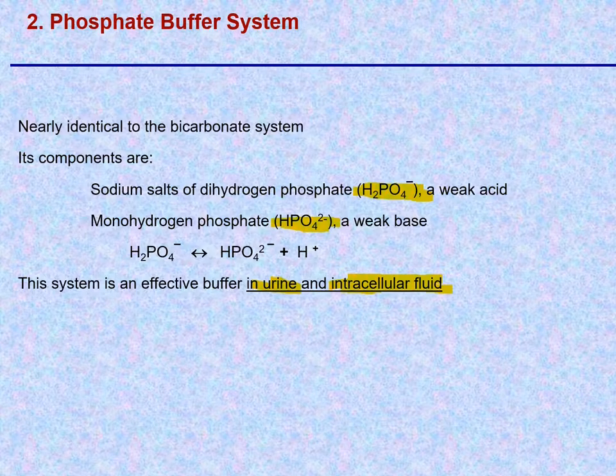This weak base can become this weak acid, oh dear, I made a mistake. This weak base can become a weak acid if there's an accumulation of hydrogen ions, and vice versa. It can shift back and forth, nicely buffering the intracellular fluid and also urine.